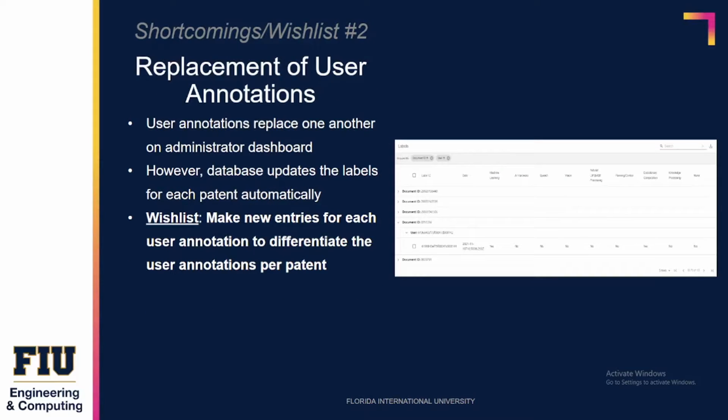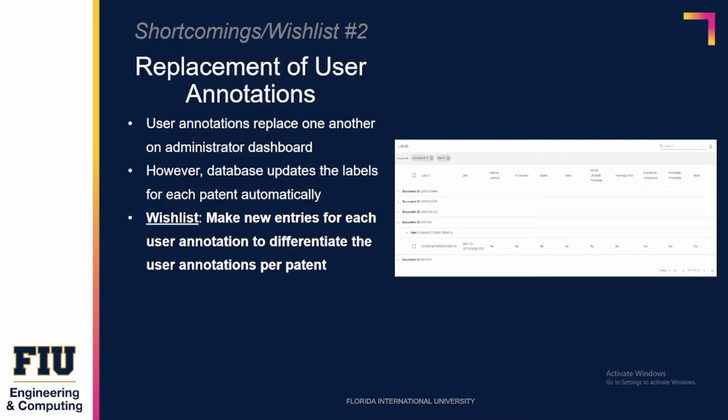be able to edit these queue lists. So the second shortcoming that we have is that of replacement of user annotations. So what happens is that, let's say, for example, in this picture, we have a document ending in 356 and a user ending in 908142. This user will be labeling this patent as machine learning. But let's say user number 2, a second user comes in and labels this same exact patent as speech.